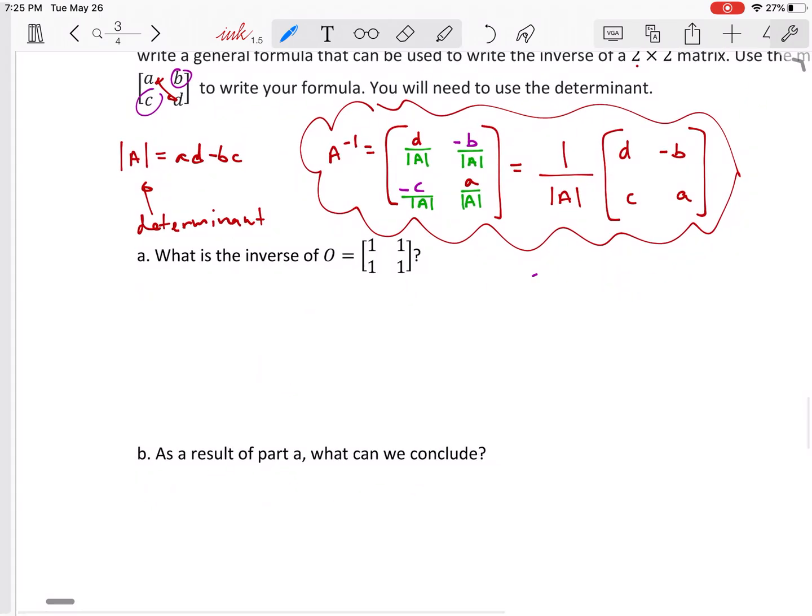Alright, just to illustrate one more point here. This is an important theorem, actually. What is the inverse of this matrix I'm calling O? A matrix that has all ones, hence why I called it O. See if you can figure out what the inverse of that is on your own.